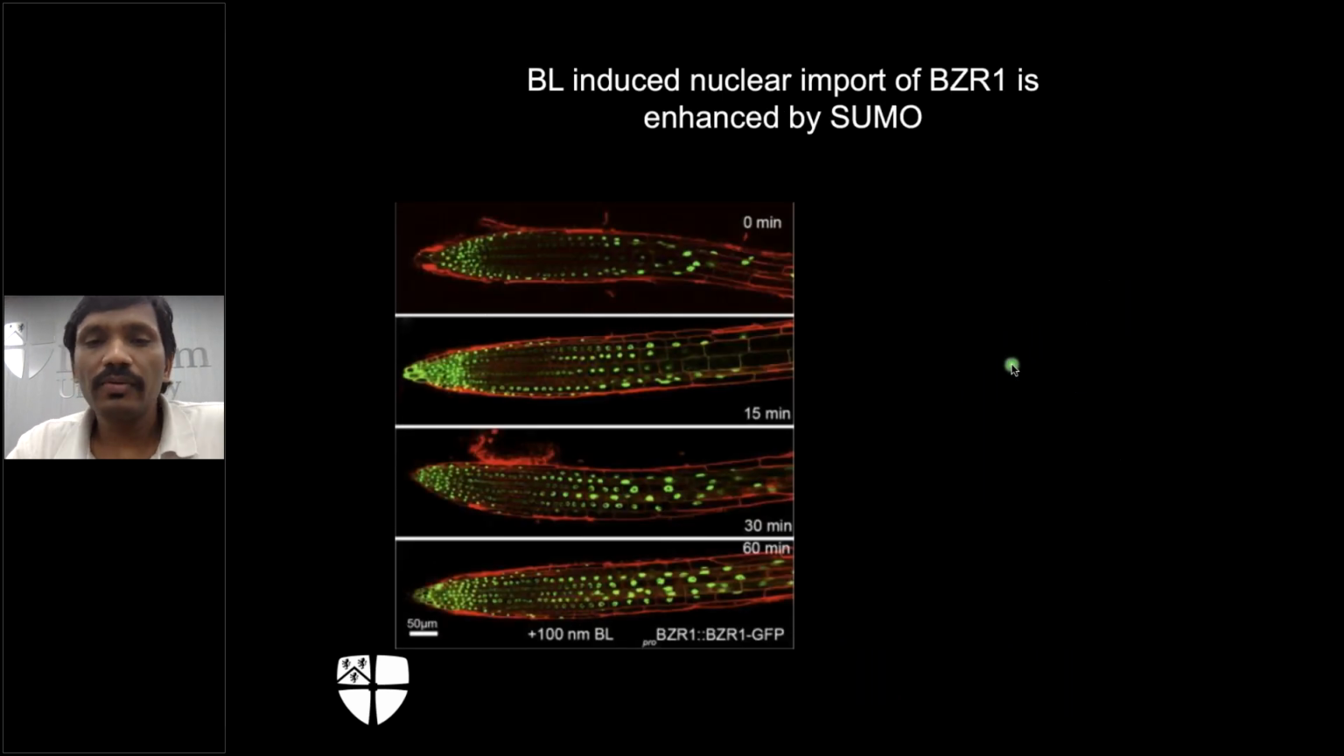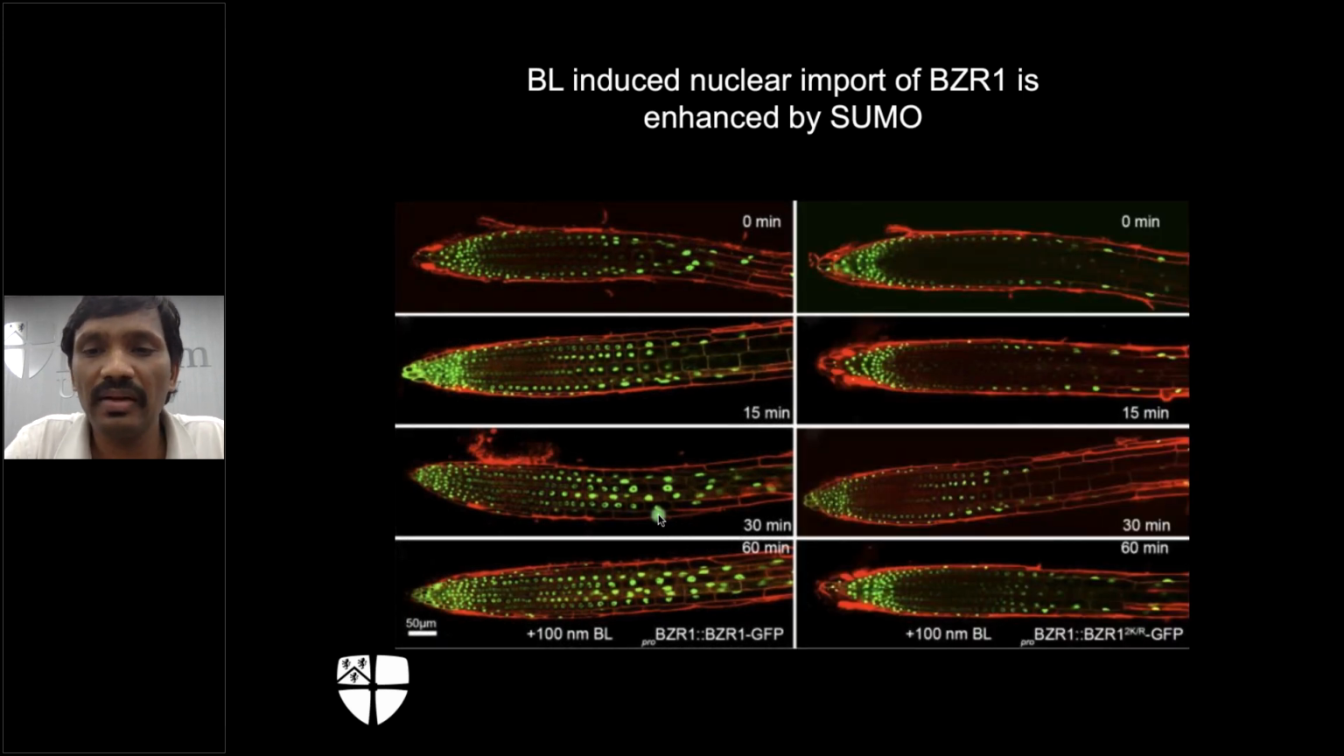Then we looked at the localization of the protein. We generated transgenic plants and treated them with brassinosteroid to activate brassinosteroid signaling. What happened is that when you have brassinosteroid, you can see the accumulation of BZR1 in the nucleus increase, whereas this is not very well seen, or is significantly less, in the 2KR form. That shows that SUMOylation is required for the translocation, or nuclear accumulation, of BZR1.